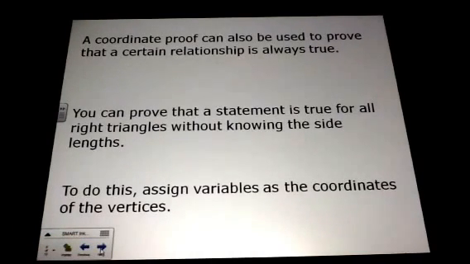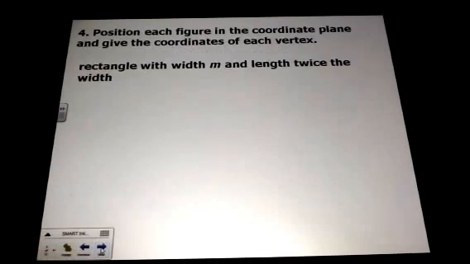All right, a coordinate proof can also be used to prove that a certain relationship is always true. You can prove that a statement is true for all right triangles without knowing the side lengths. To do this, assign variables as the coordinates of the vertices. Position each figure in the coordinate plane and give the coordinates of each vertex. Rectangle with width m and length twice the width.